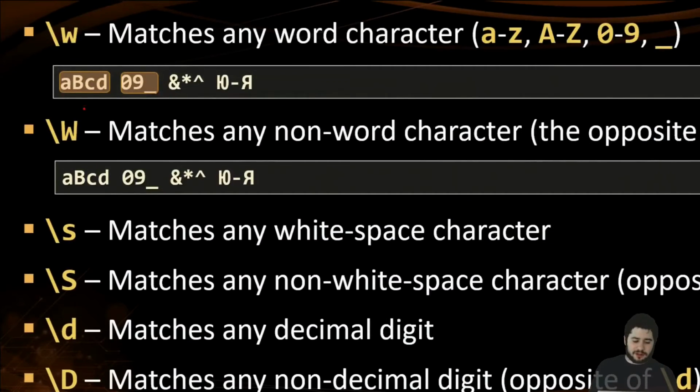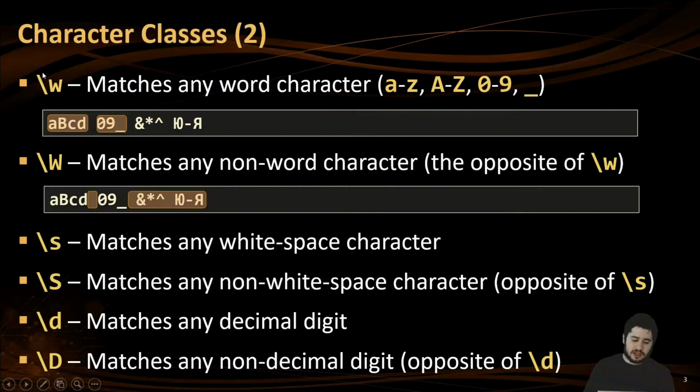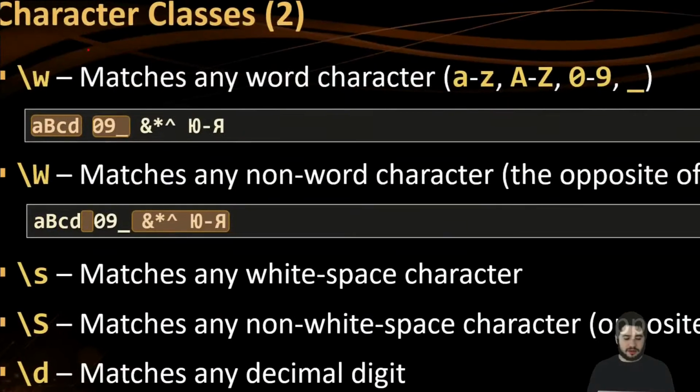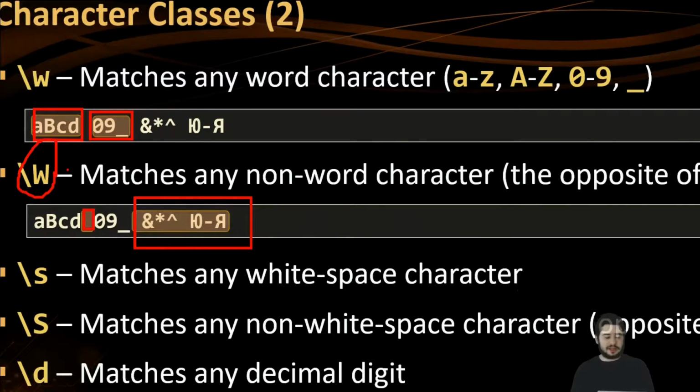If you have the same thing but uppercase, it means match anything else. It's a negation. So it means match everything which doesn't match that pattern. Notice how here we matched ABCD 09 underscore, but here we matched everything else. So when you write something like that, not only for the W, but for any kind of character class of this type, when you write it with an uppercase, it means I want to match everything which doesn't match that pattern. While if you write only one w, it means I want to match it. Okay, so it's like a negation.